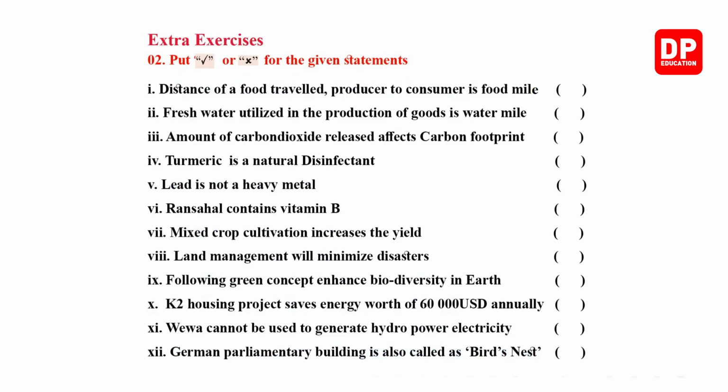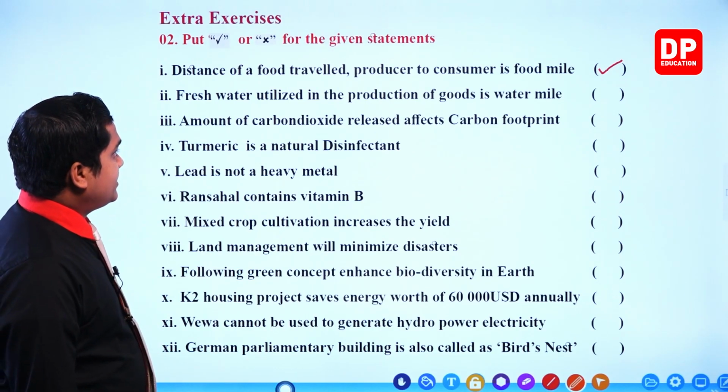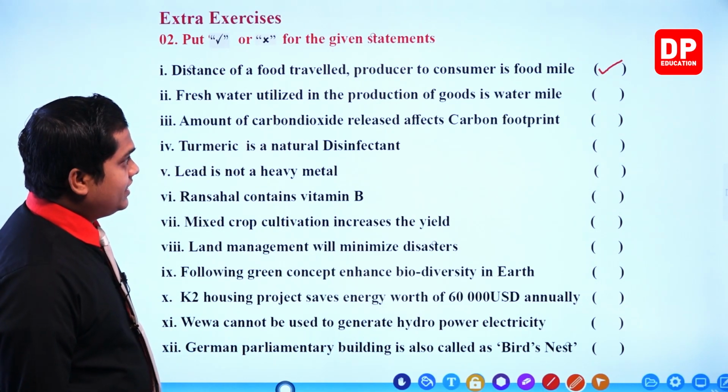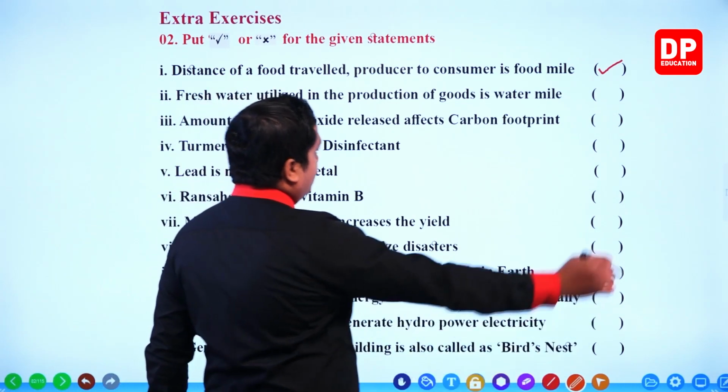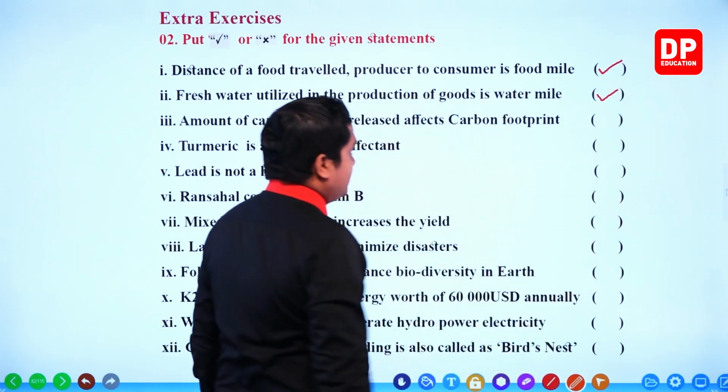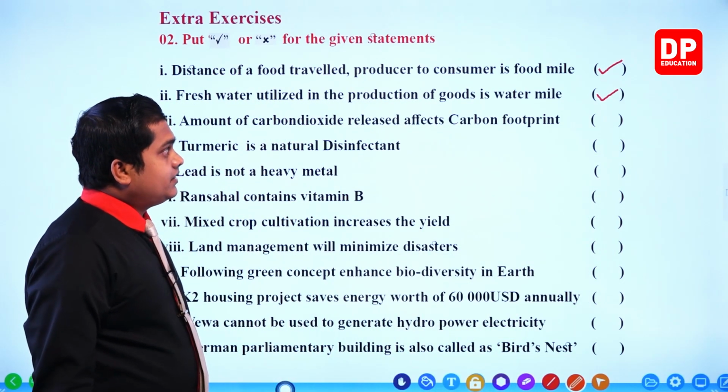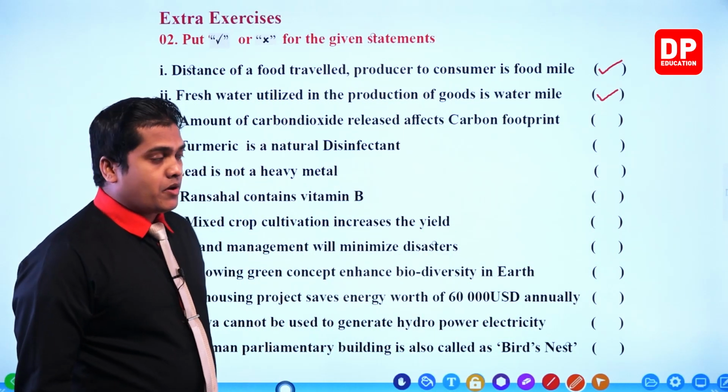Distance of a food traveled from producer to consumer is food mile. My dear children, the distance traveled from producer to consumer is called the food mile. That is correct. No problem. Fresh water utilized in the production of goods is water mile. Correct. Fresh water utilized in the production of a good is the water mile. That is correct. No problem.